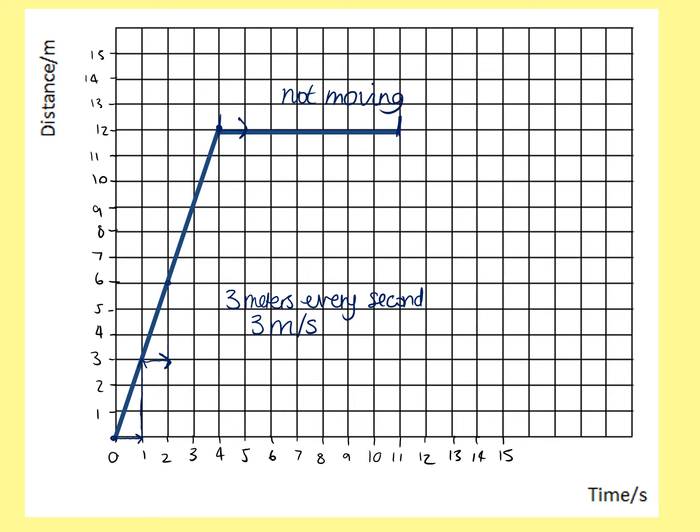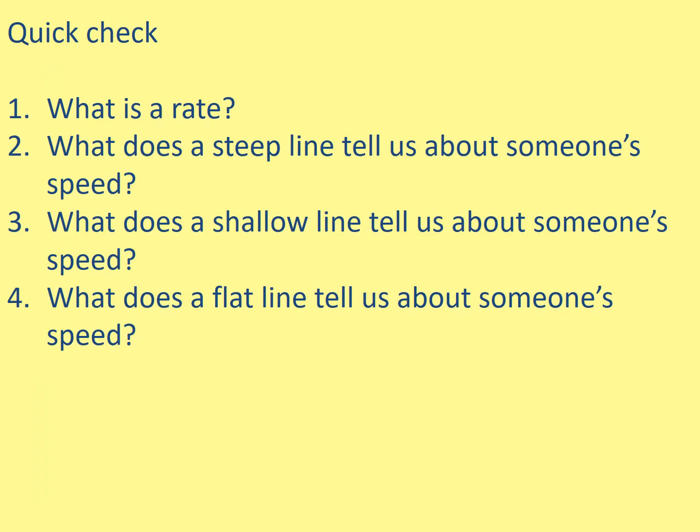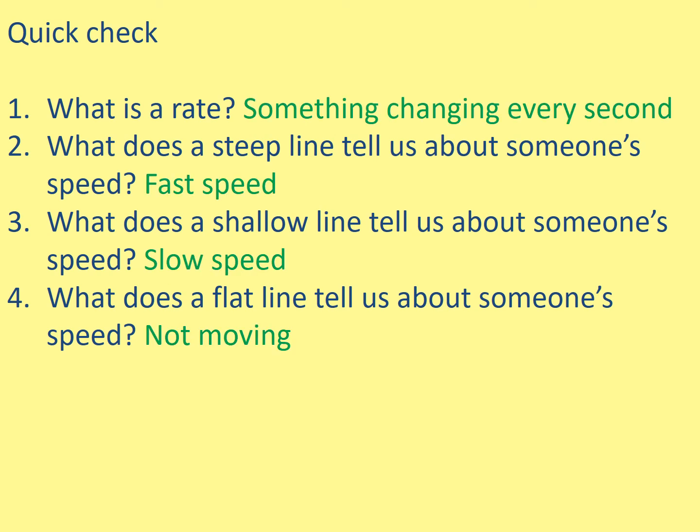So when you see a flat line on a distance time graph, we say that the object is not moving or is stationary. Pause the video and have a go at these questions. Pause the video to check and correct your answers.